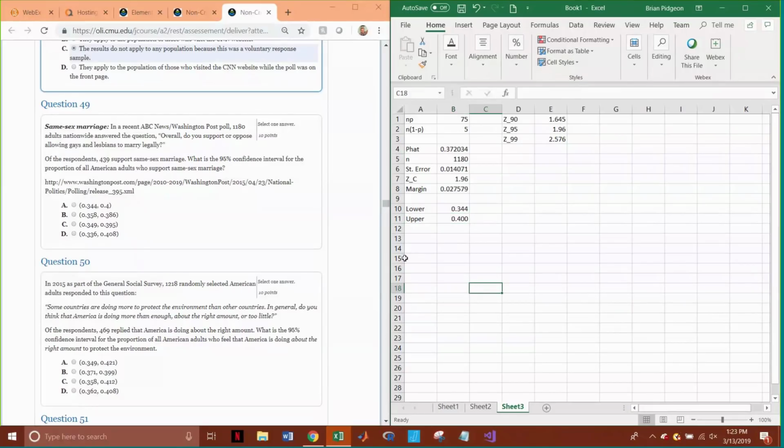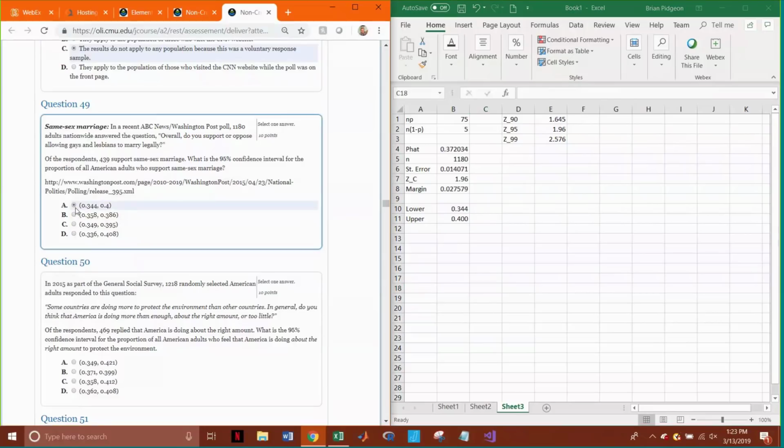So what we get is that our confidence interval is 0.344 to 0.4. This tells us we are 95% confident that the true proportion of all American adults who support same-sex marriage is between 0.344 and 0.4.